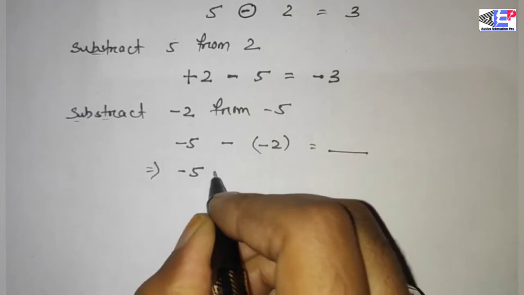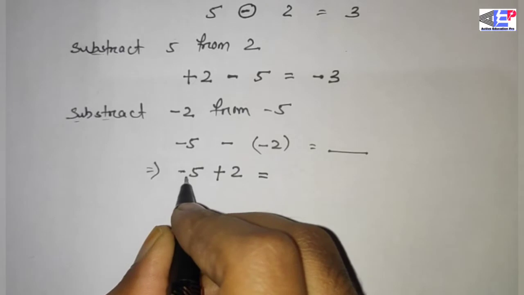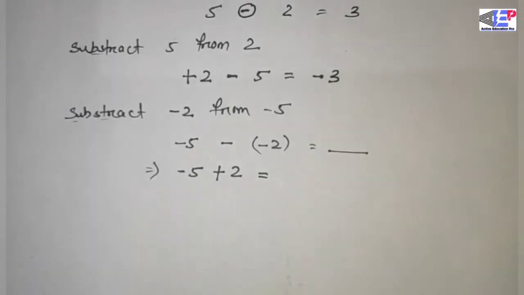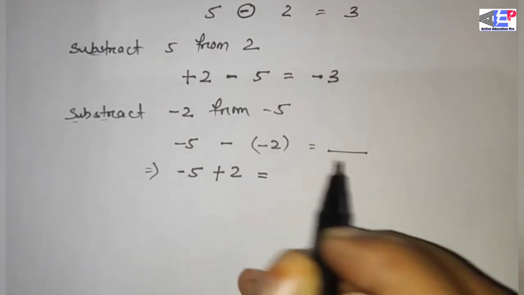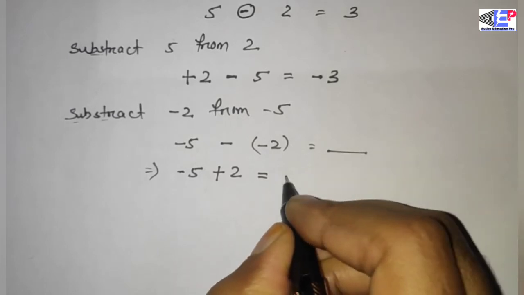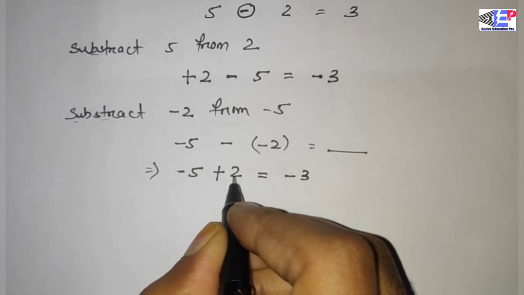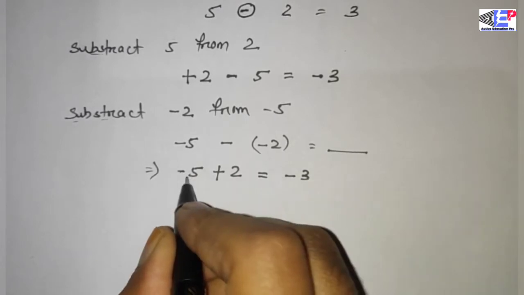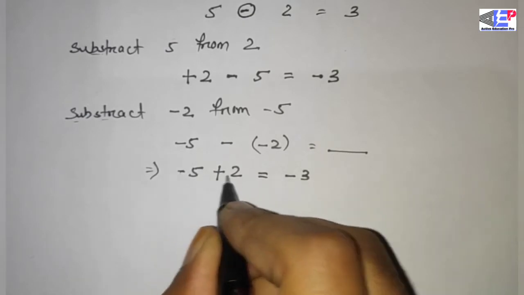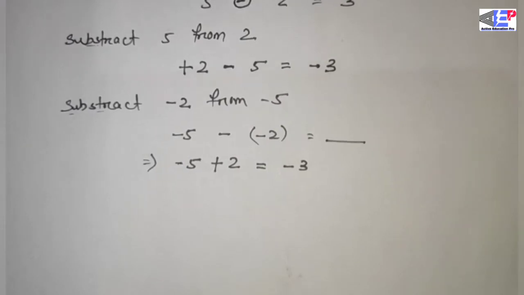So it will be changed to plus 2. Minus 5 plus 2, which is equal to, look here, now it is an addition of integers. It is an addition of a negative integer with a positive integer. You know the answer is minus 3, because 5 is greater than 2 if you consider the numerical value. Then the sign of minus 5 is minus, so it is minus, and then subtract the numerical value. 5 minus 2 is 3, so minus 3.